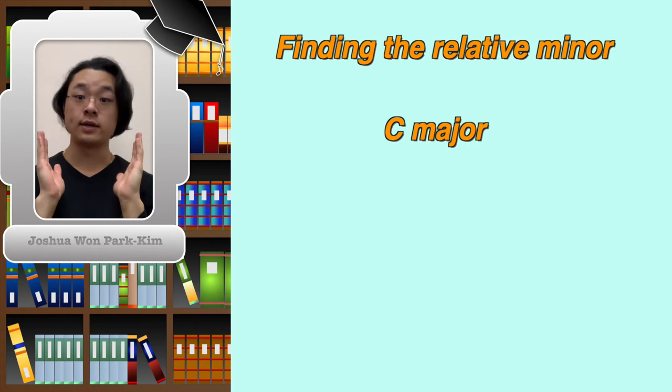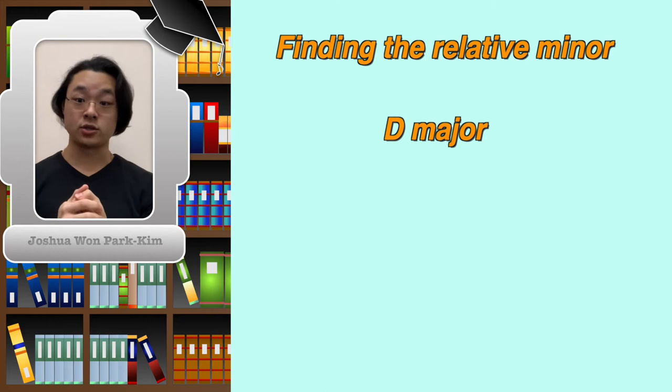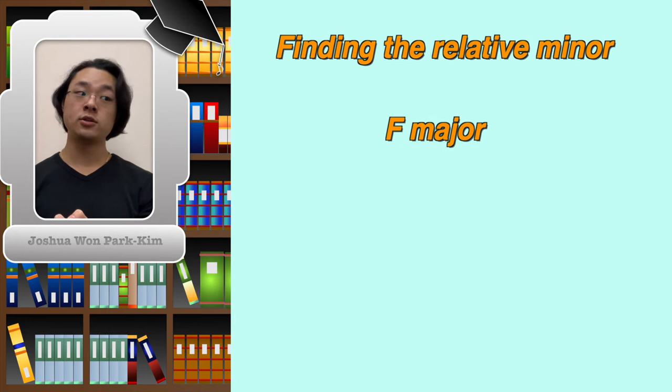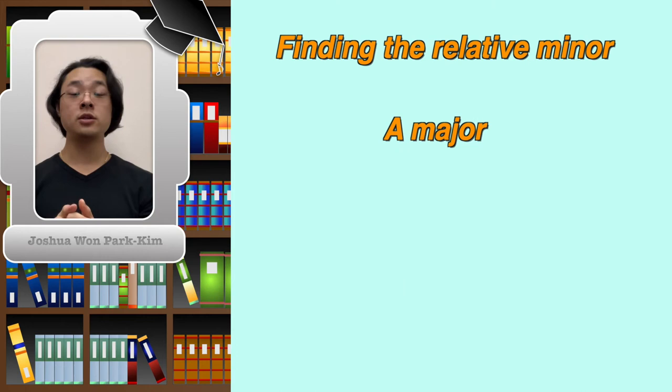It's gonna be the same with the other keys, including D major, relative minor, is B minor, E major, relative minor, is C sharp minor, F major, relative minor, is D minor, G major, relative minor, is E minor, A major, relative minor, is F sharp minor, and so on.